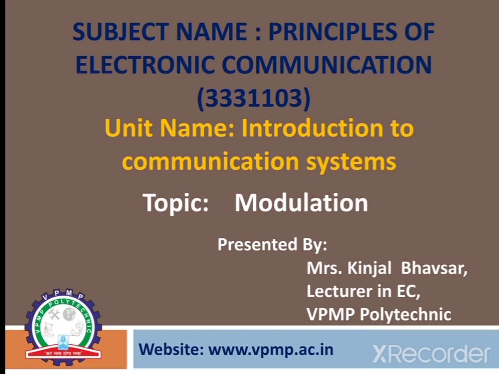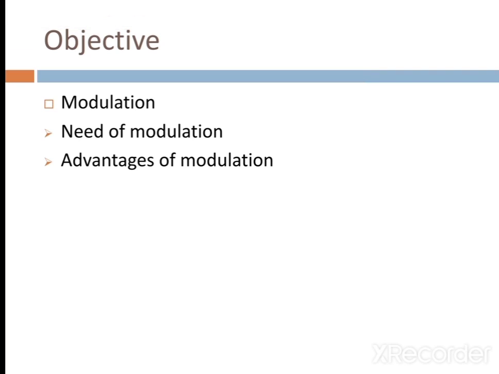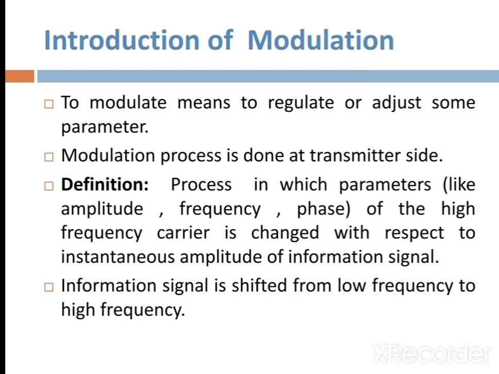Subject name: Principles of Electronic Communication. Unit name: Introduction to Communication System. Topic: Modulation. These are the objectives. First, what is modulation? Then why we need modulation in a communication system. Then at last, advantages of modulation. First of all, introduction of modulation.